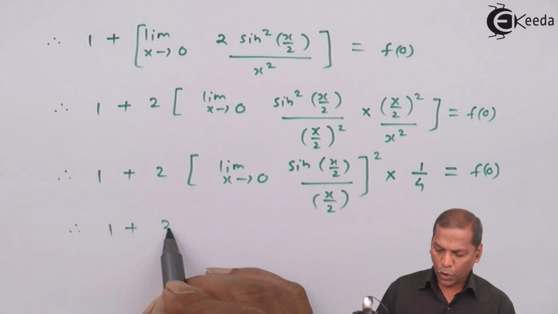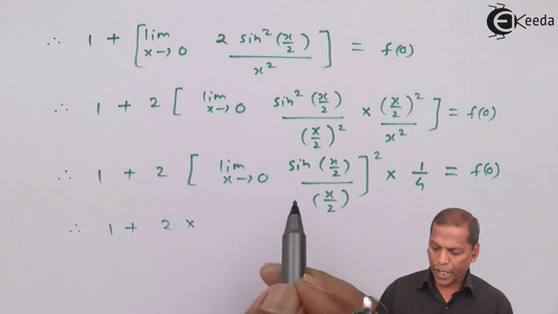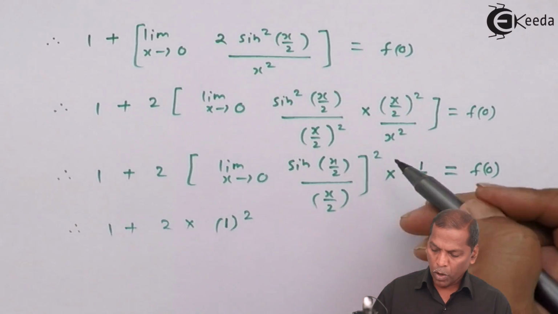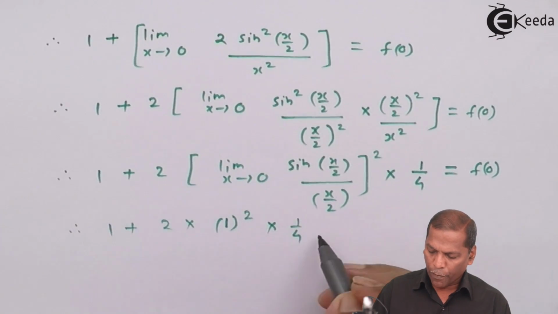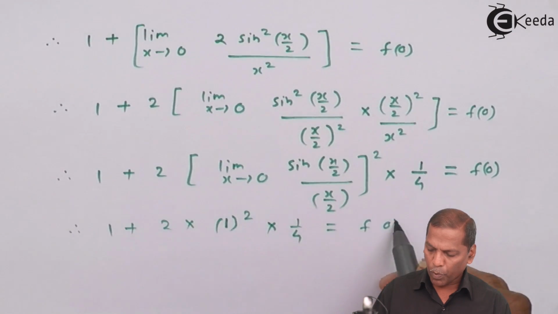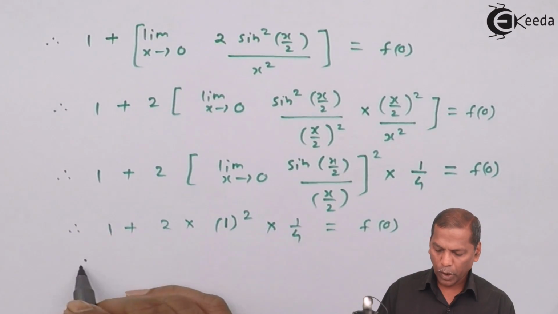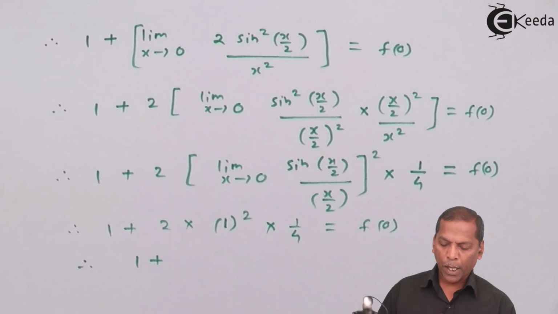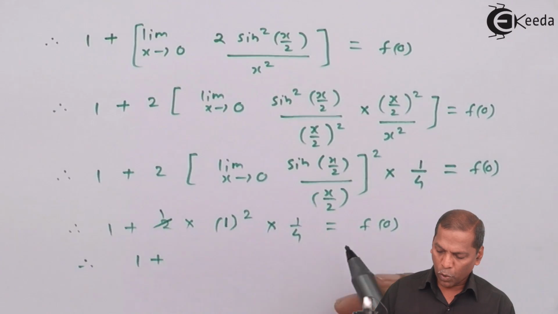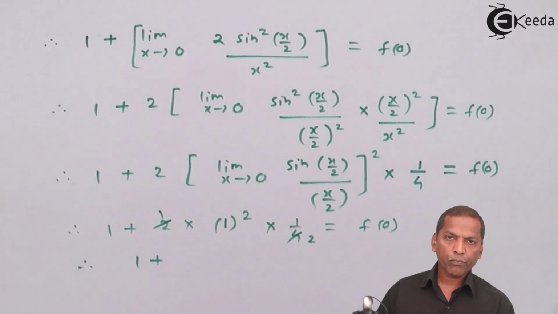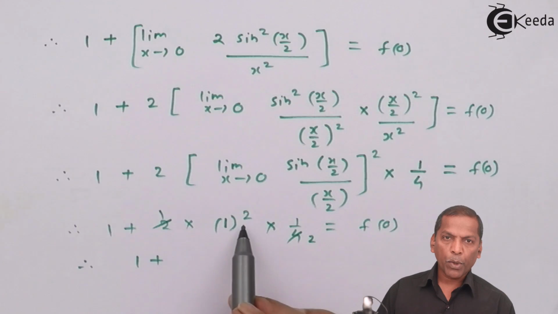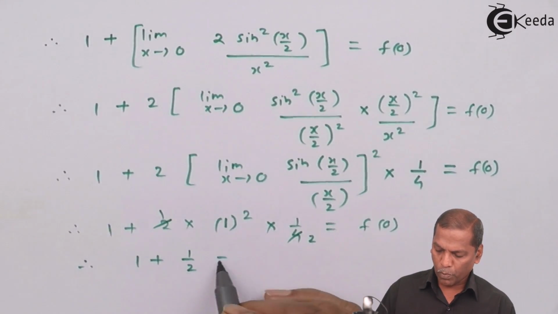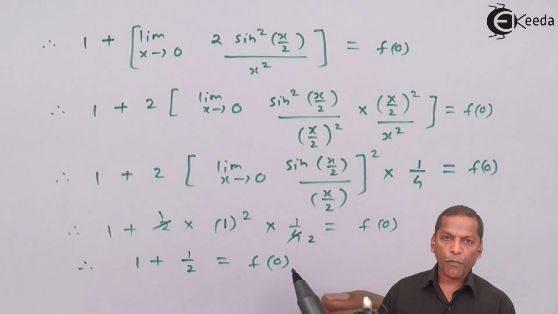Therefore 1 plus 2 into, now bracket gives answer 1, that whole square, into 1 by 4 is equal to f of 0, and therefore we get 1 plus. Now here we go for cancellation, that 2 ones are 2 and 2 twos are 4. So 1 the whole square gives 1 into 1 by 2. So we get 1 by 2 is equal to f of 0.